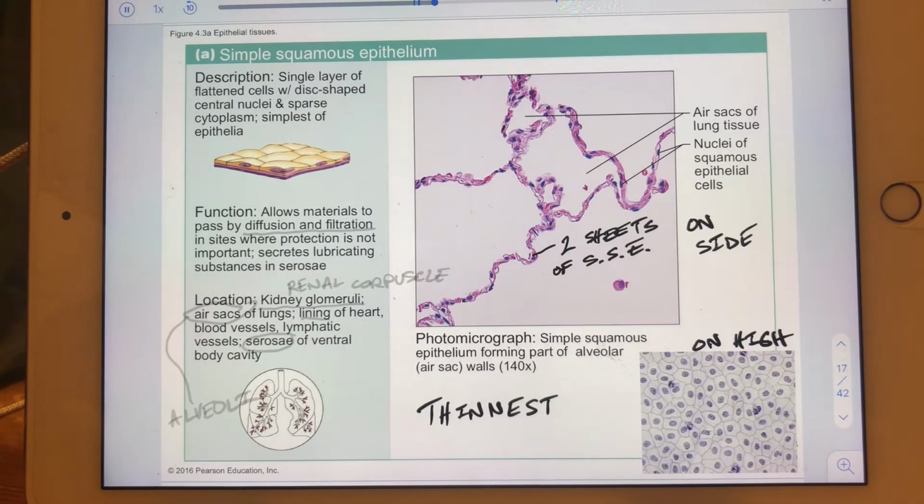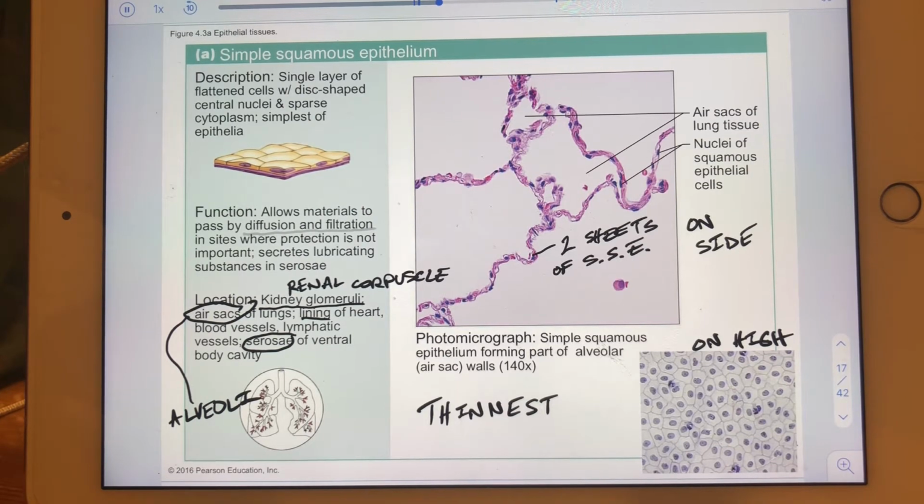We also expect to find simple squamous epithelium in the serosae. In other words, serosae are made out of simple squamous epithelium, lining blood vessels, lining the heart, associated with the kidney. The renal corpuscle is comprised of simple squamous epithelium. And the alveoli, also known as the air sacs of the lungs.